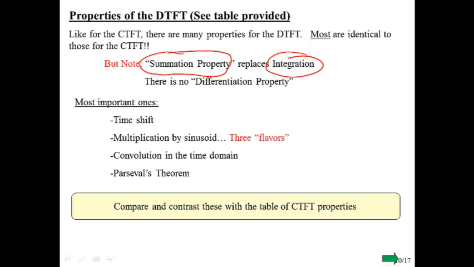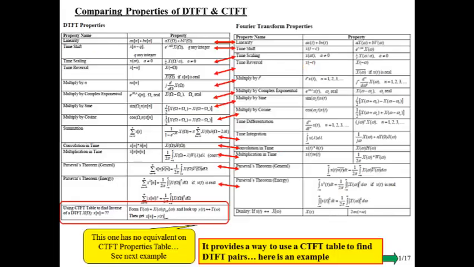As far as properties, the most important ones: time shift, modulation, convolution, Parseval's theorem. Those all are virtually exactly the same. Sometimes we have to account for this minus pi to pi and the periodicity part of it, but they're all pretty much the same. So you should take a look at those. And again, here I have the two tables for the properties laid out side by side, showing which ones correspond to each other. And so you should be aware of the similarities and the differences.